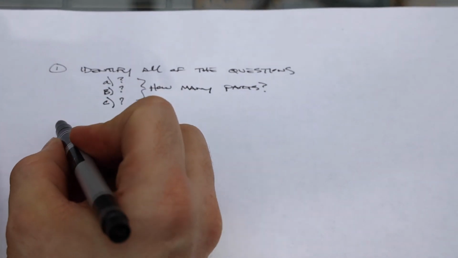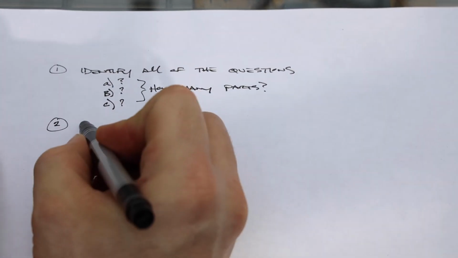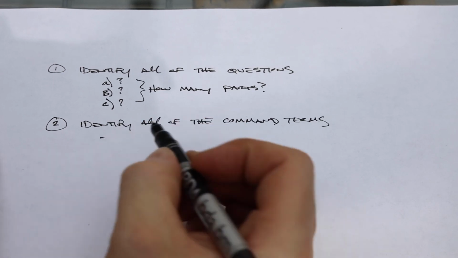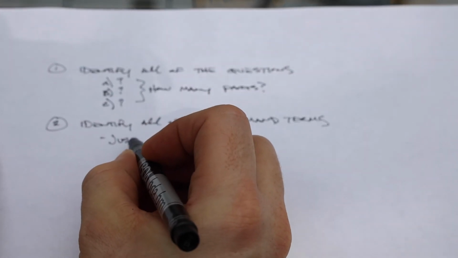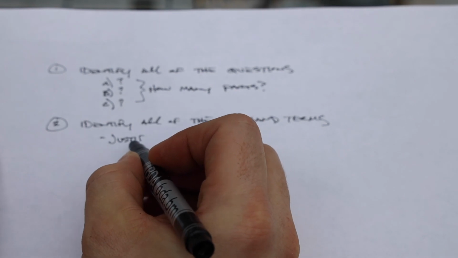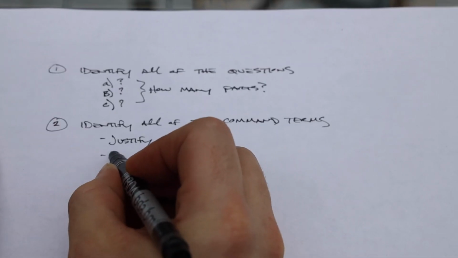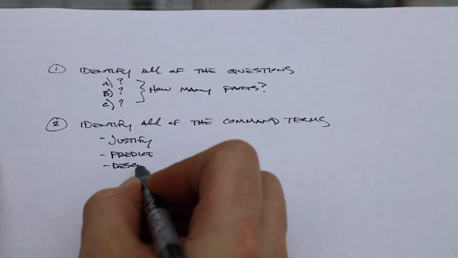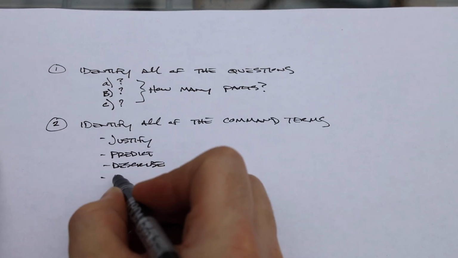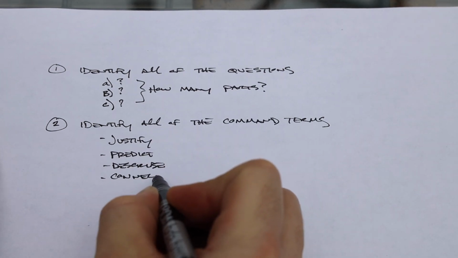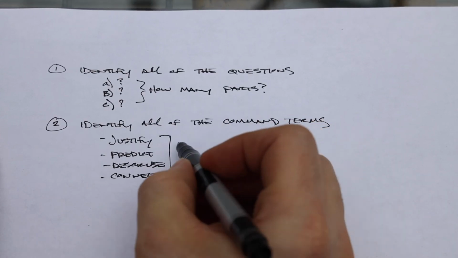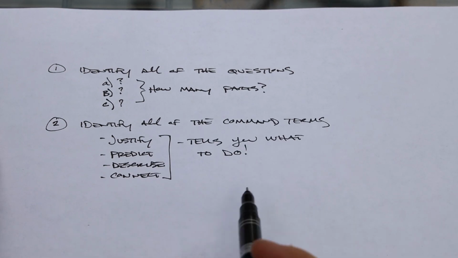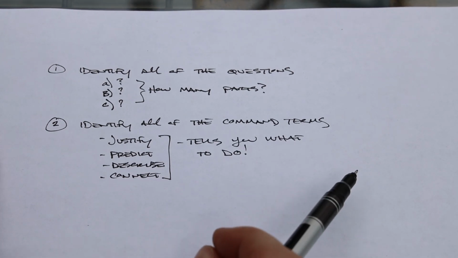The second thing that I do is to identify all of the command terms. Okay, and command terms are things like justify. There are things like predict, describe, connect. These are the command terms. It's telling you what to do. Okay? So it tells you what to do. It tells you how to answer the question.